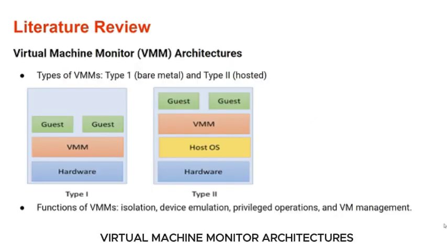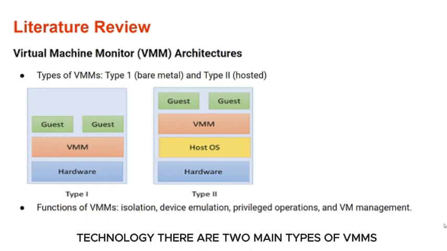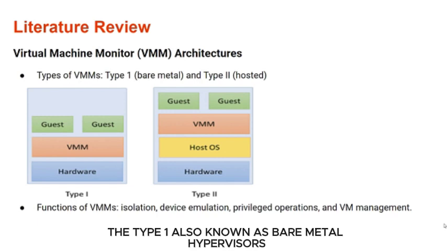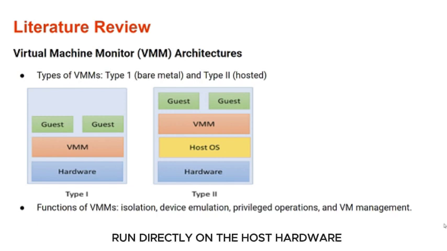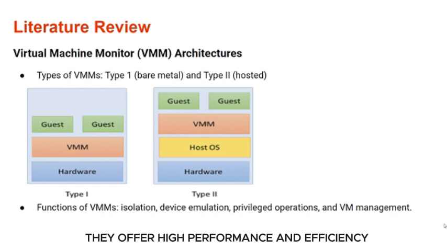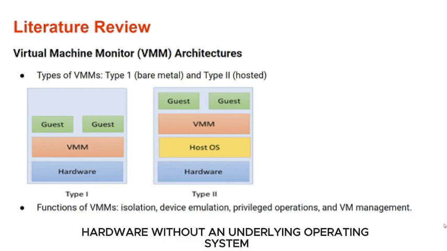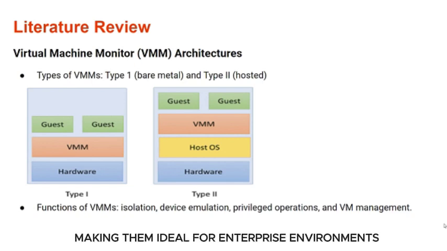Virtual machine monitor architectures are fundamental to the functioning of virtualization technology. There are two main types of VMMs. The type 1, also known as bare metal hypervisors, run directly on the host hardware to control the hardware and manage guest operating systems. Examples include VMware, Microsoft Hyper-V, and Xen. They offer high performance and efficiency because they interact directly with the physical hardware without an underlying operating system, making them ideal for enterprise environments.